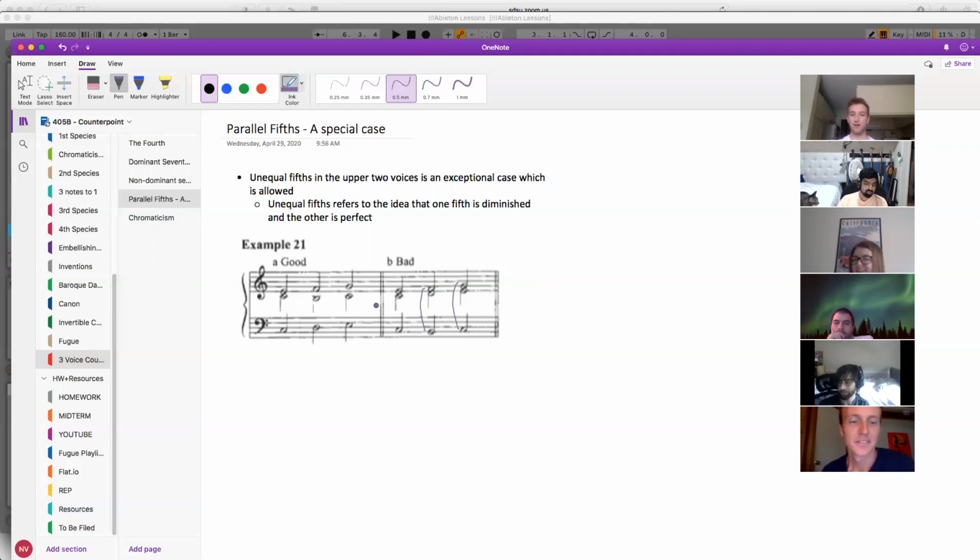So the situation here is the fifth in the upper two voices is okay, but the fifth that occurs from the outer voices is not okay. That makes it an unequal fifth.